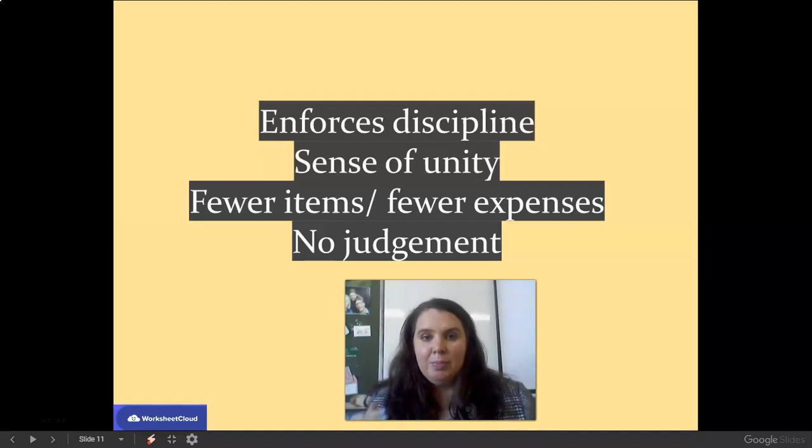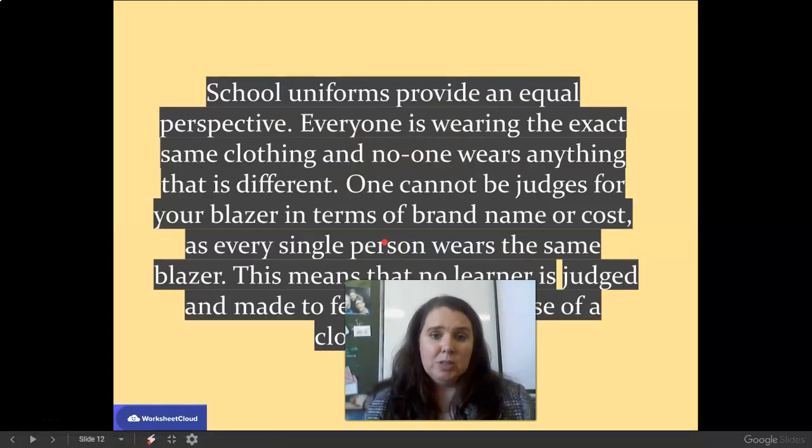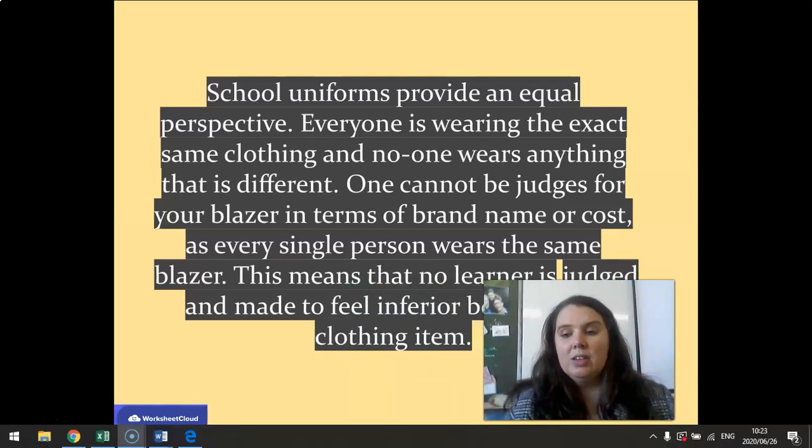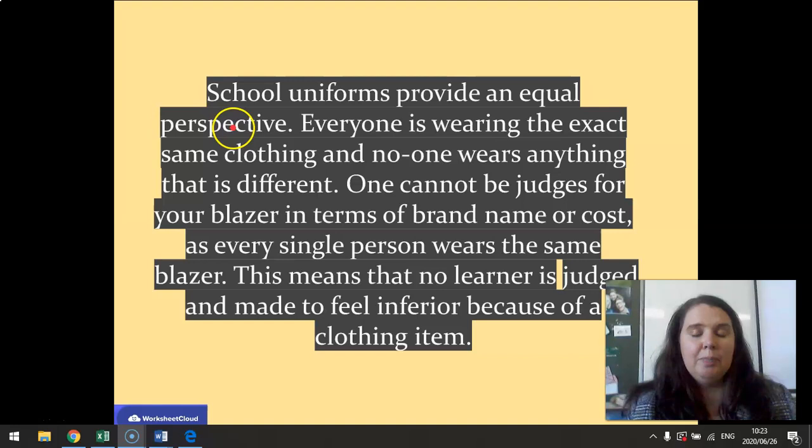Now I need to develop each one of these in a body paragraph where I peel the layers. So I'm just going to do one example because what you do for one, you do for all. I'm going to look at the no judgment example. So this is an example of how you could then write it. So PEEL says we first need to have a point, P. So school uniforms provide an equal perspective. That's my main point.